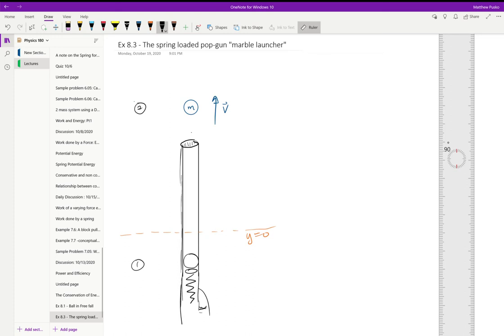All right, let's take a look at example 8.3. They call it the spring-loaded pop gun. It could be a marble launcher or something that may be used in lab. Like I have some Star Wars ships that have little missiles that pop out when you push a button, right? All that is a spring-loaded mechanism that shoots out a mass.